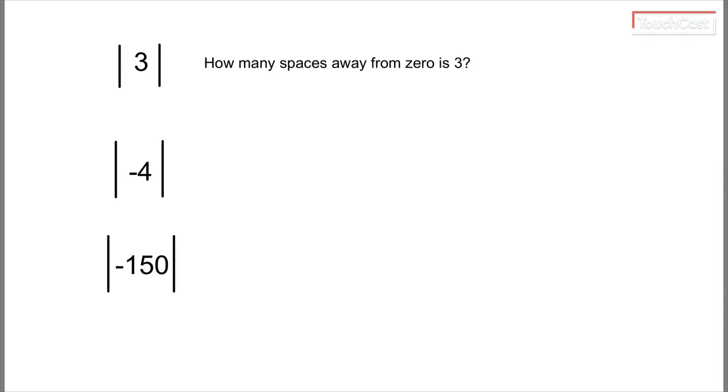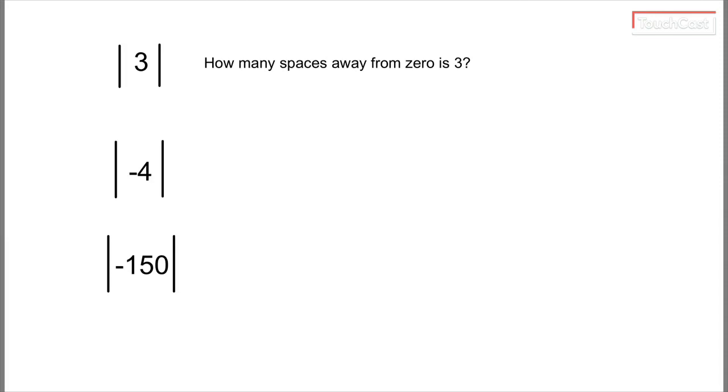Absolute value is the distance between a number and zero on a number line. These symbols, these straight lines, they mean absolute value. So whenever you see that, that is asking for how many spaces away from zero is the number that's on the inside.